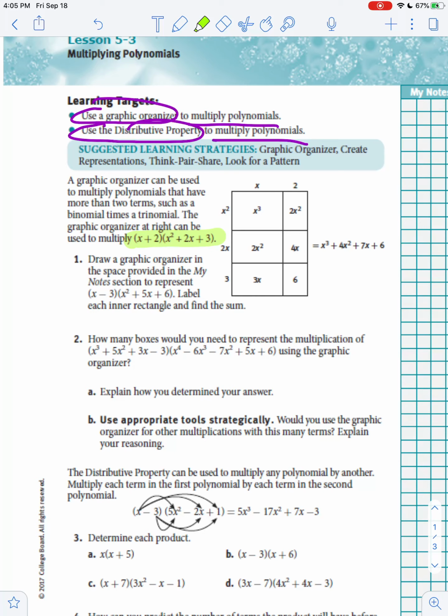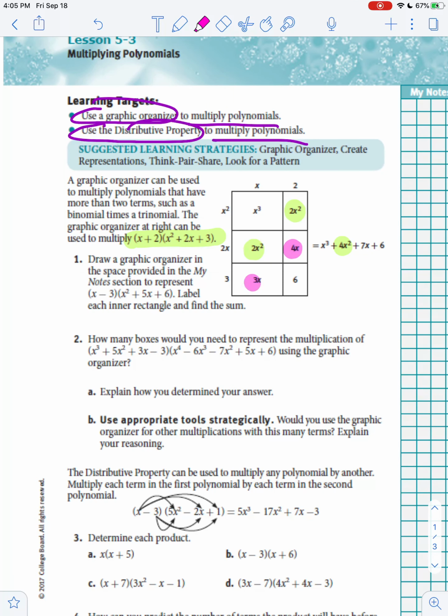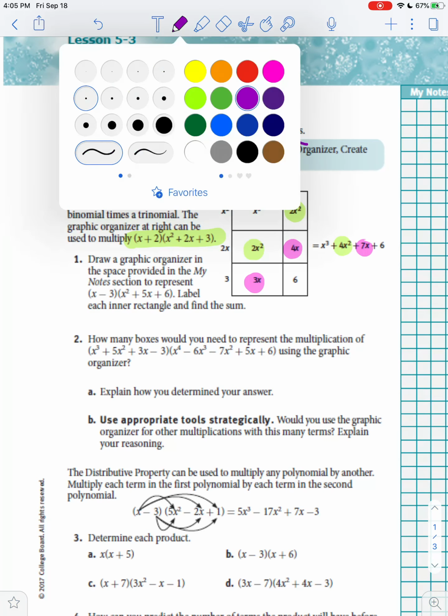And when you're done with that, you will have some like terms that you can combine. So I see those two get combined and they made the 4x squared. But I also see another set of like terms and they made the 7x. And then you've got your singletons that are just your x to the third and your 6. So the box method is nice and I figured we could practice one of those.